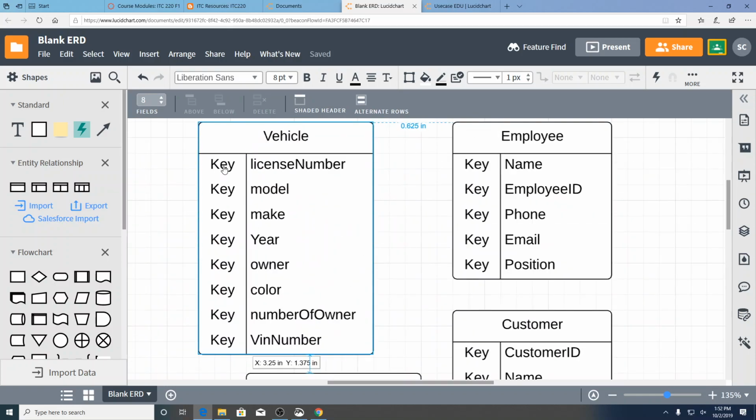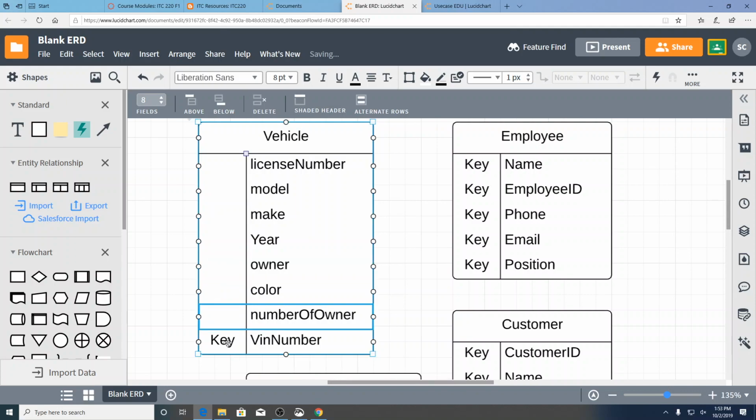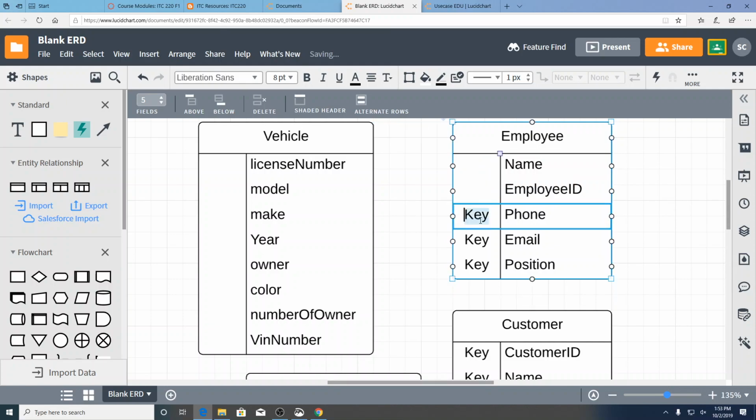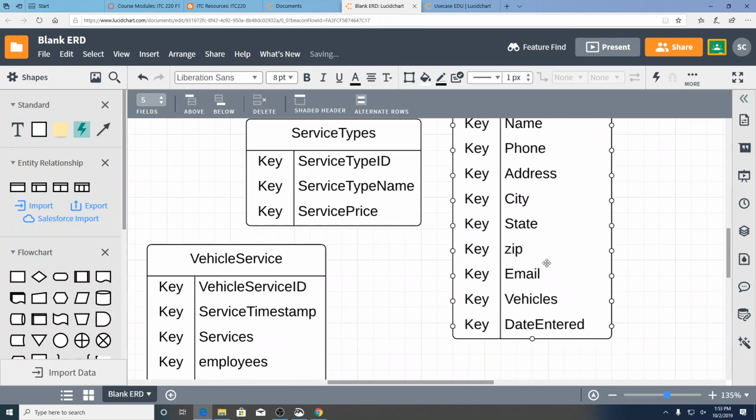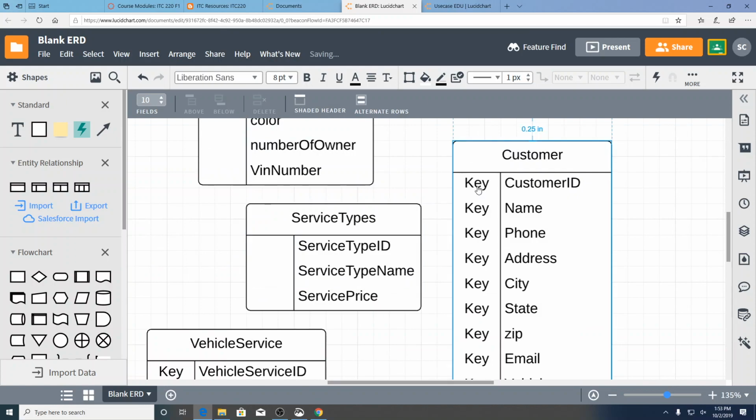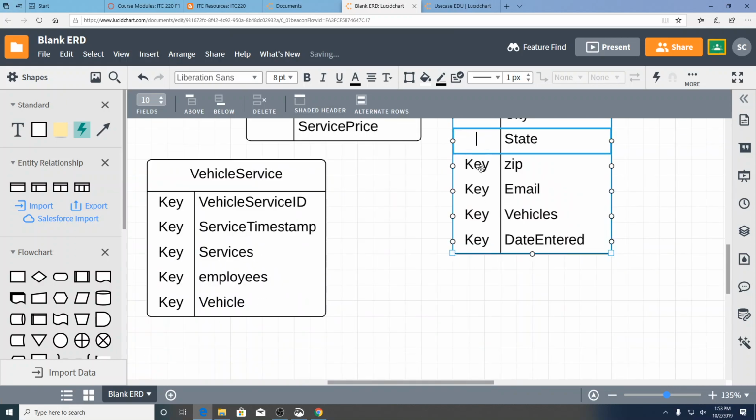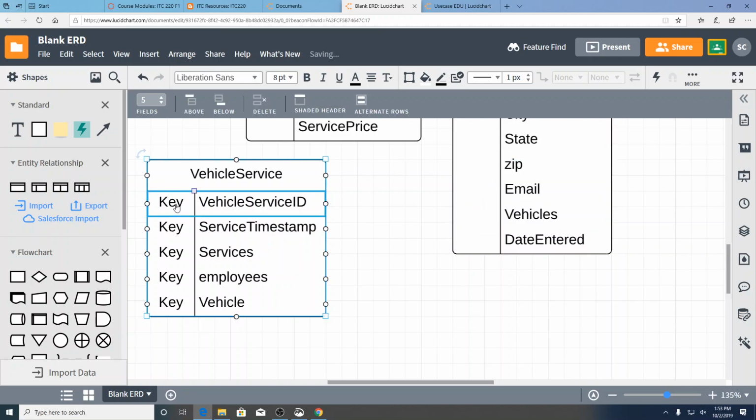Now these keys, I'm going to just delete them right now, and we'll add keys as we need. Not every field is a key. In fact, most of them are not. You don't have to do this if you don't want to. I just want to get rid of them. We'll add some keys in a moment. My naming in this one sucks. If you look at the morning one, I was a little more careful.